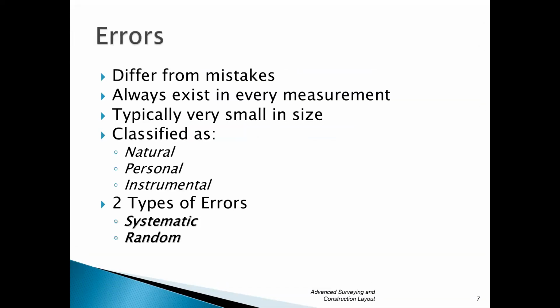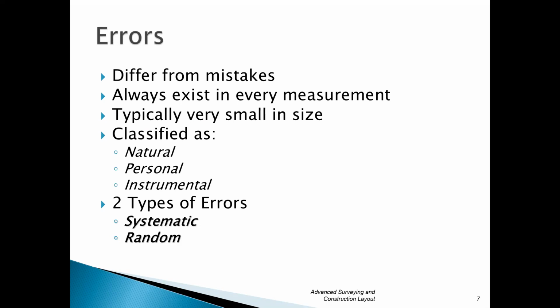Okay, so there are what we call errors that are associated with measurements that are different than mistakes. So mistakes are human-caused errors. There's something that we do. We read plans wrong. We don't set the instrument up over the point, those kinds of things. Those are mistakes. Errors differ.